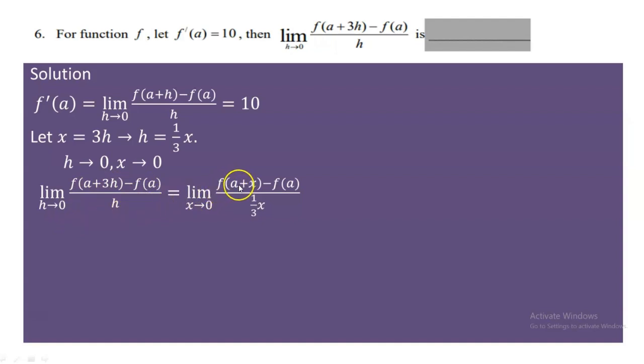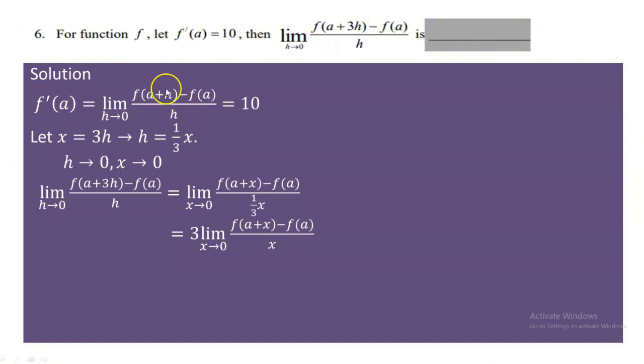The limit of f of a plus, in place of 3h we are having x, minus f of a, and in place of h we are having 1 over 3x. So students, from this you can move the 3 up and make it 3 times the limit of f of a plus x minus f of a over x as x approaches 0. Dear students, this is nothing but the derivative of f at a. The reason is it's a matter of changing the symbol, the letter here. If you change this letter by any one, no problem. It can be considered as the derivative of f at a.